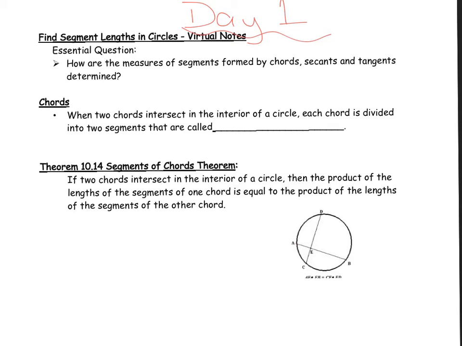So you may remember when we talked about other angle relationships, we talked about inside, outside, and on the circle. So with chords intersecting with segment lengths, we really only need to talk about inside and outside the circle. You may see some familiarity.